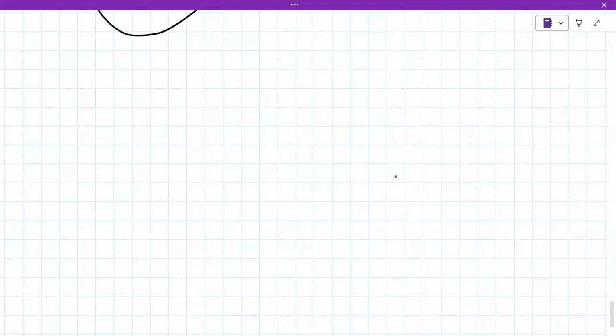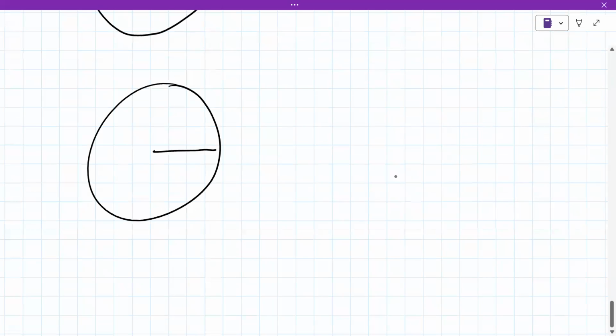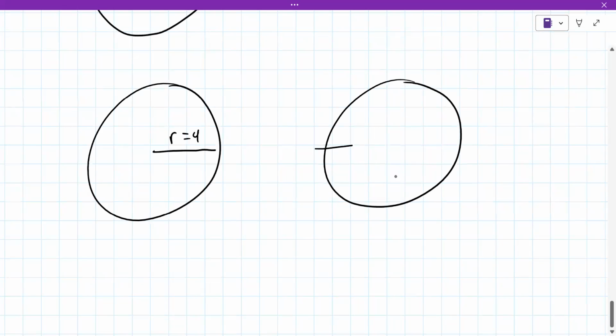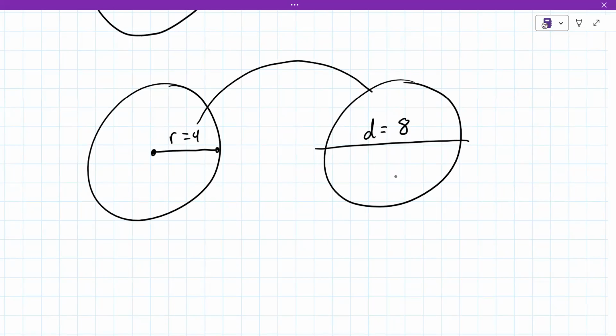So here we go, Sourish. We're gonna do some simple questions here. If the radius equals 4, what is the diameter? Diameter is 8. How can you go from 4 to 8? You should multiply by 2. Very good.